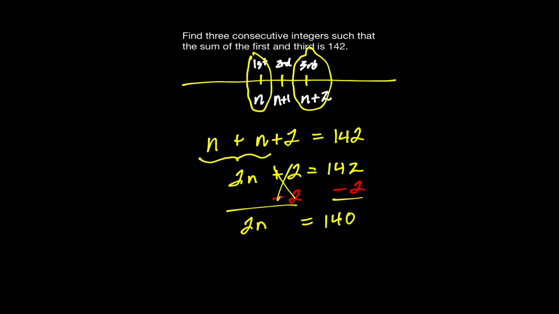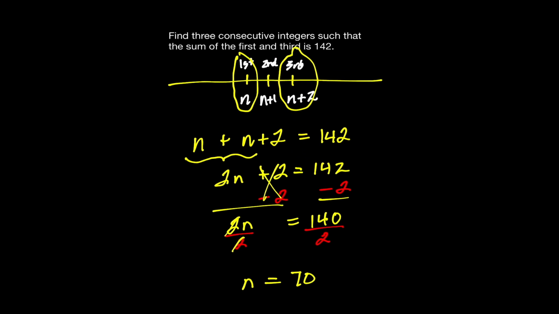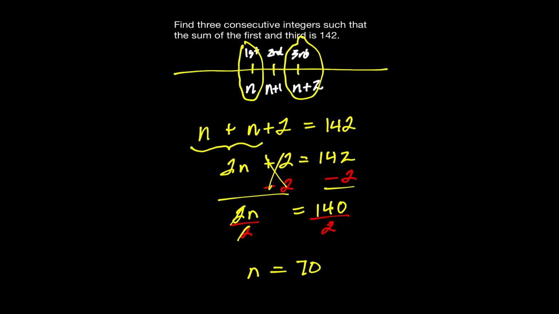So now I have one step left. So I'm going to go ahead and show this transformation. I'm going to divide both sides of this equation by 2 because I want these 2's to cancel out. So the last thing we see here is that n equals 70. So that's the first integer. So we're not done yet, right? So we're looking at our number line here, and we have that n equals 70. So the next integer, the second one, must be 71, and the third one must be 72. So the correct answer is the 3 numbers are 70, 71, and 72.